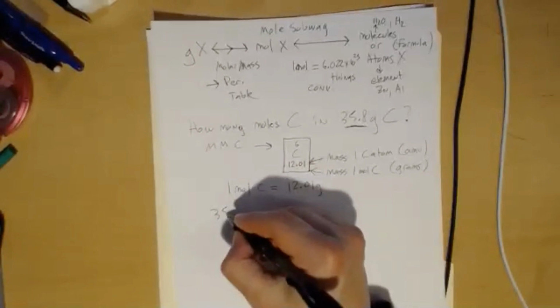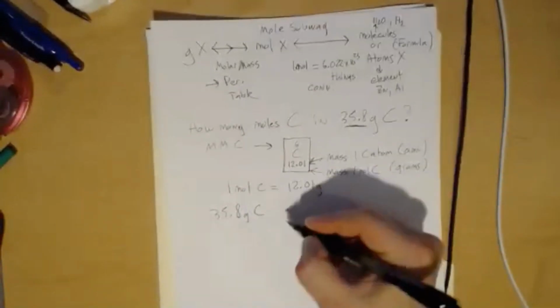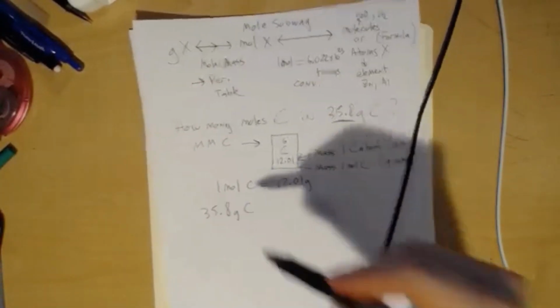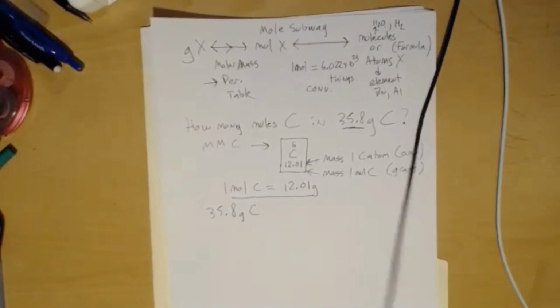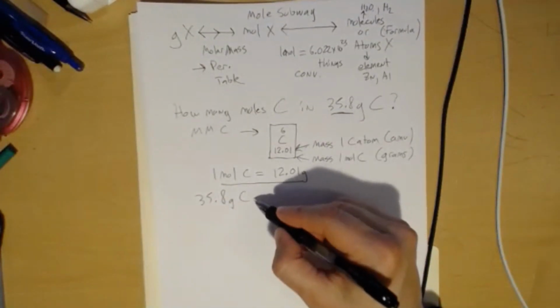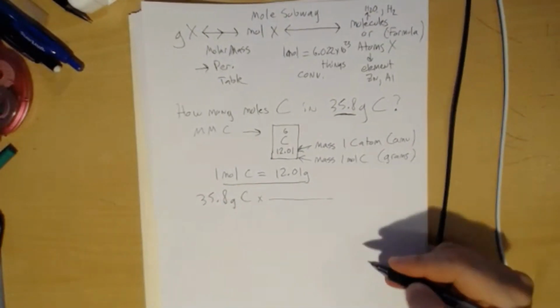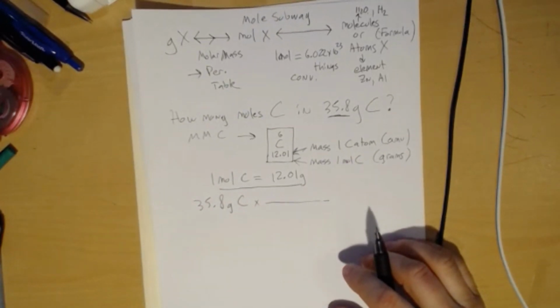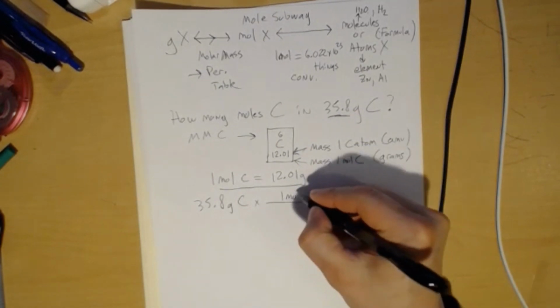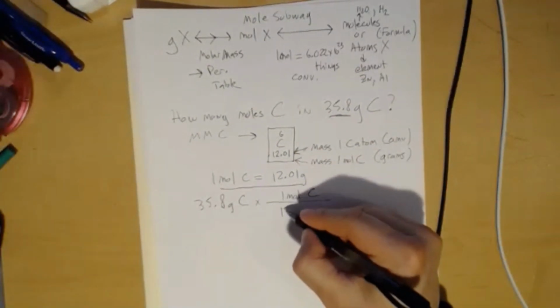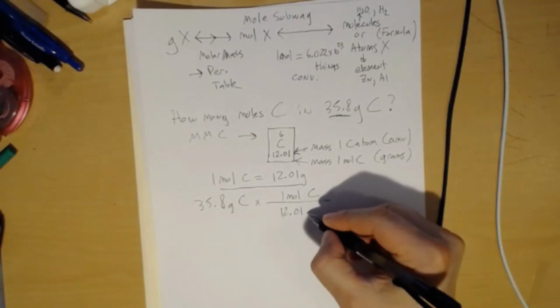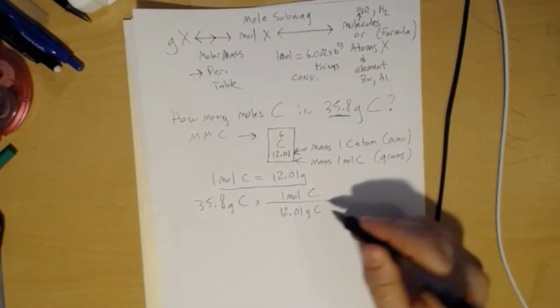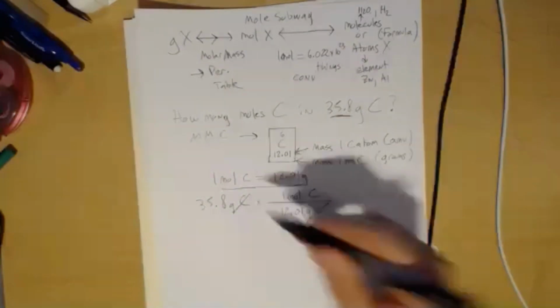I have 35.8 grams of carbon. And so I want to set this conversion factor up as a fraction, right? Times something over something. What's got to go on the top? Moles? Yep. 1 mole of carbon on the top. And then on the bottom I want grams of carbon to cancel, right? And so grams of carbon cancel.